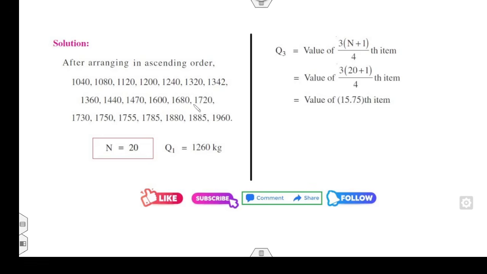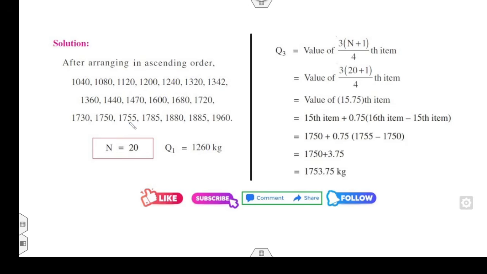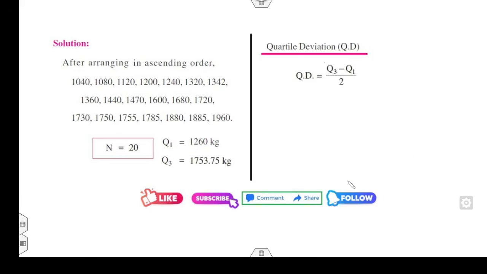Again, you can see the 15.75 is not present. So I can write as 15th item plus 0.75, 16th item minus 15th item. So you can calculate that: 1, 2, 3, 4, 5, 6, 7, 8, 9, 10, 11, 12, 13, 14, 15 and 16. I can substitute 1750, 1755 in the required expression. You will get the answer is 1753.75 kg.